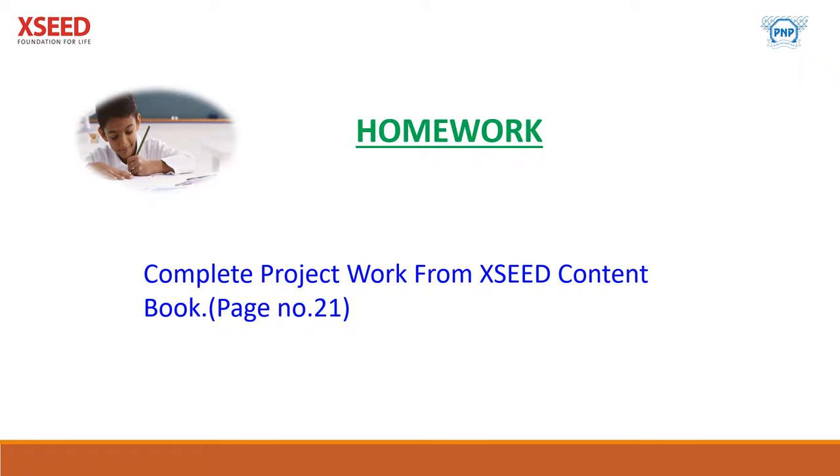Last, homework. What you have to complete: you have to complete the project work from the Exceed content book. The project is on page number 21. You have to complete that project as well, and you have to send it along with these three questions, this king story's three questions as well as this project which is on page number 21 under the title project. You will get it there.